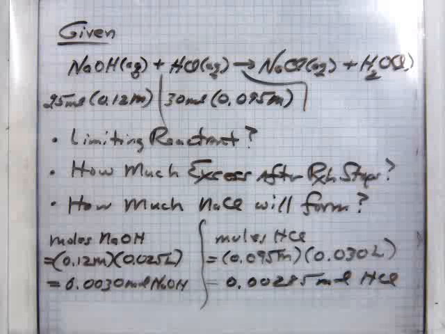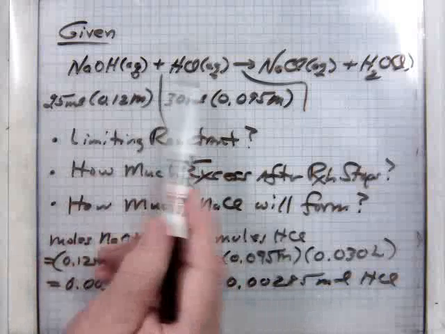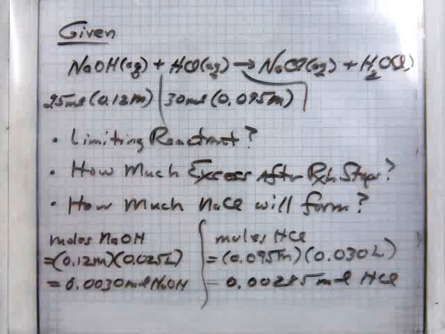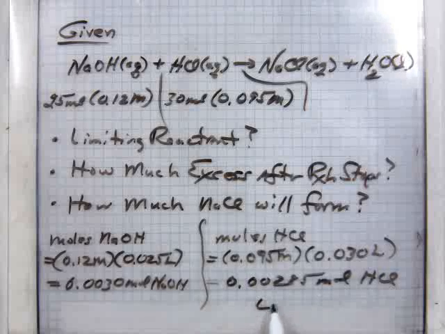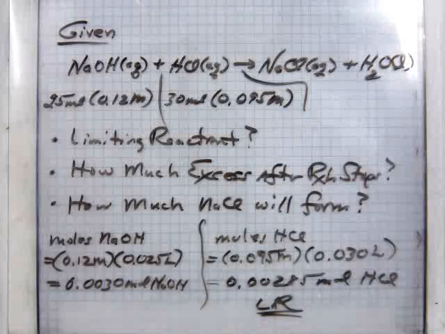Since they both have the same coefficients, we divide by 1, and then the smaller number would be the limiting reagent. So the hydrochloric acid is the limiting reagent. Everybody good up to now? Still with me?